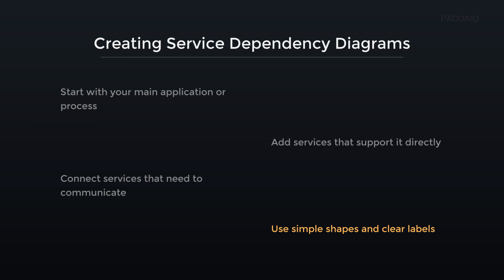Use simple shapes and clear labels. This means using basic boxes, circles, and arrows to represent services and connections with their exact names. For example, use a rectangle labeled SAP Build Apps pointing to another labeled SAP HANA Cloud. This clarity prevents confusion and ensures everyone understands the architecture at a glance. Keep your diagrams simple and focused for effective communication.